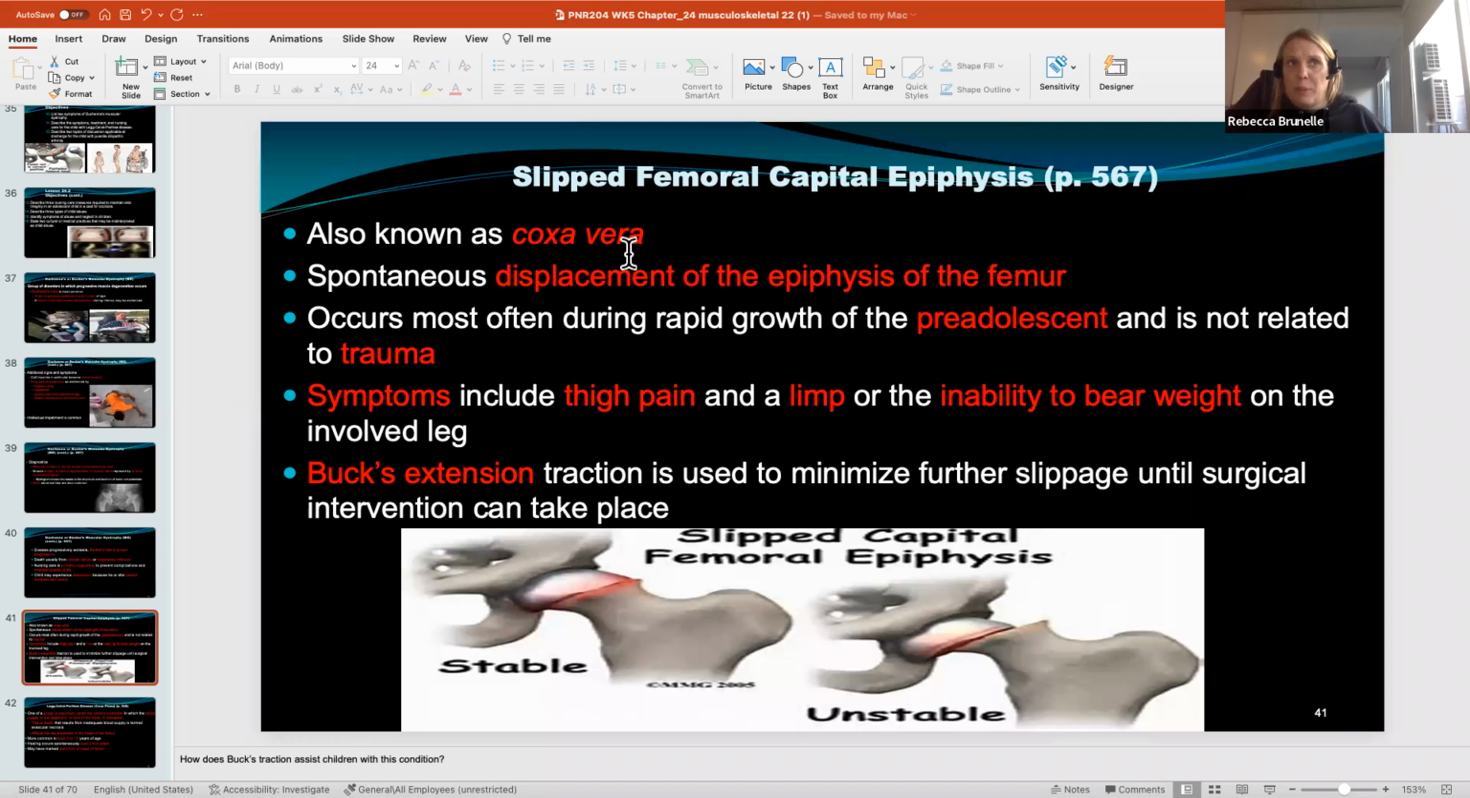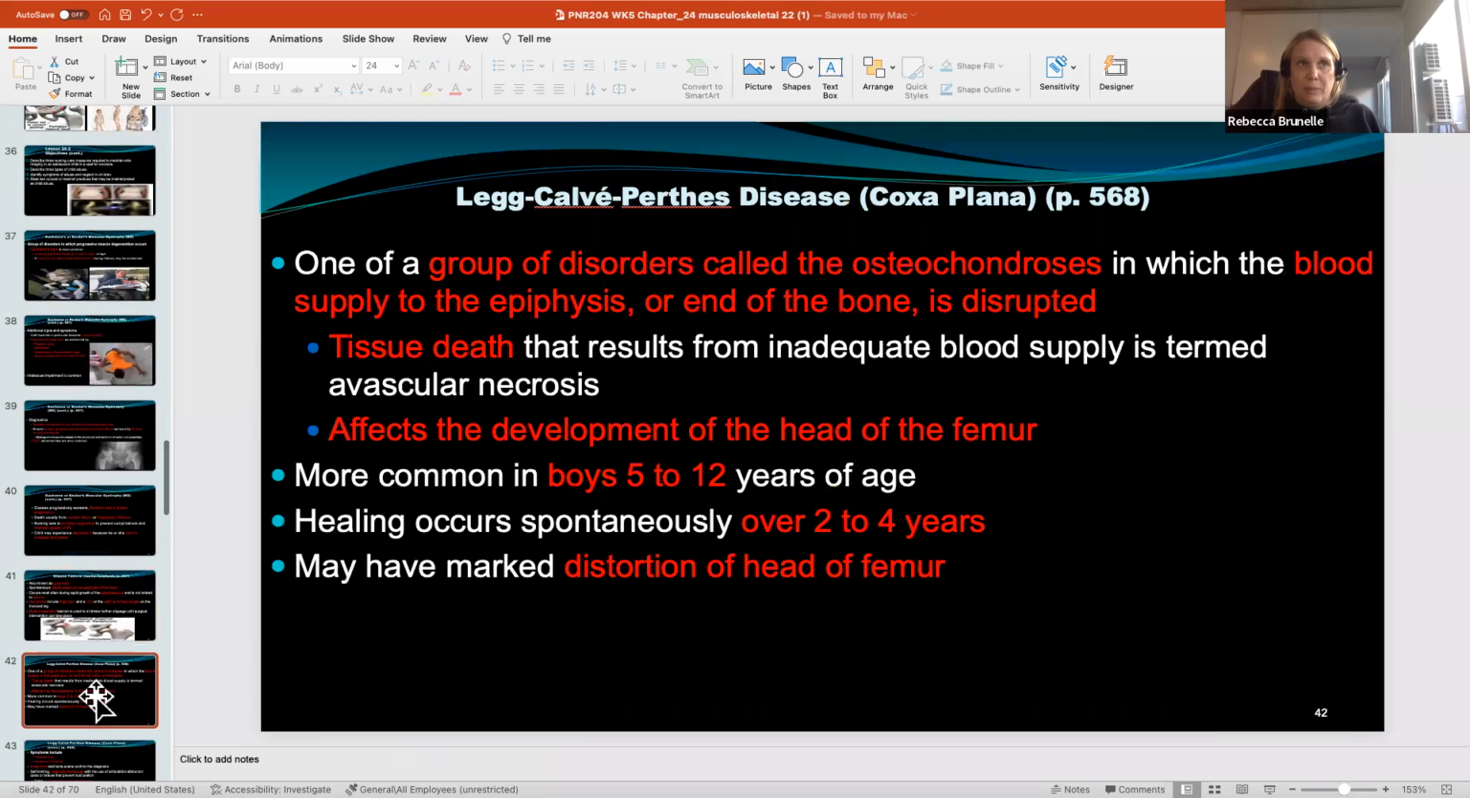So a couple things to remember about this is that it's spontaneous during a growth spurt. It's not because they fell and hurt themselves. It just happens when they're growing, and it's usually treated with traction. And there's something else that is a neural or a muscular bone condition of children called Legg-Calvé-Perthes disease.